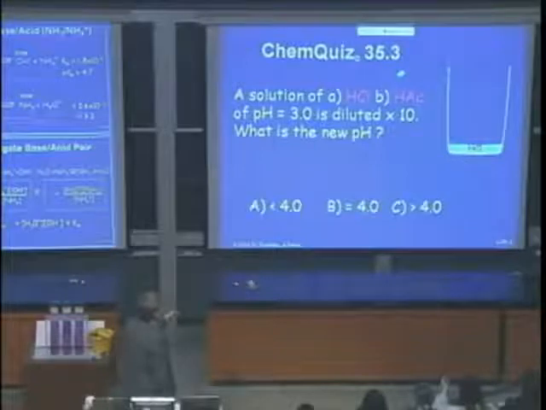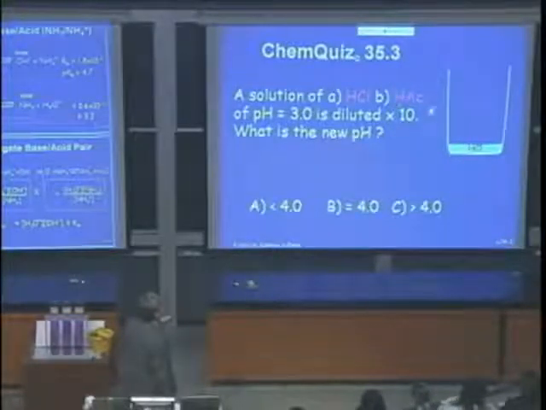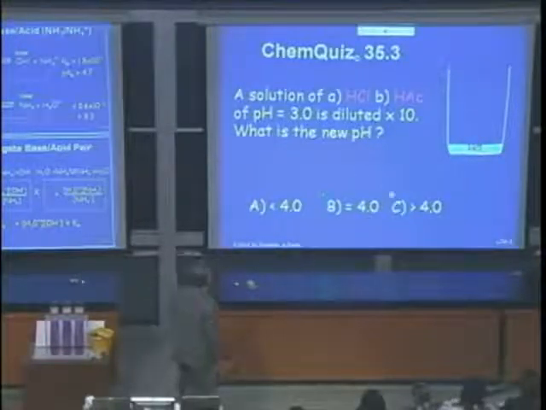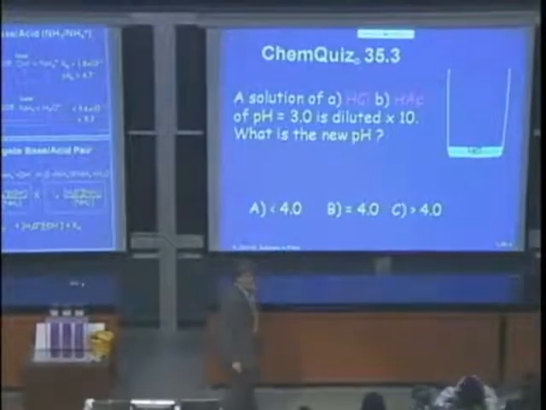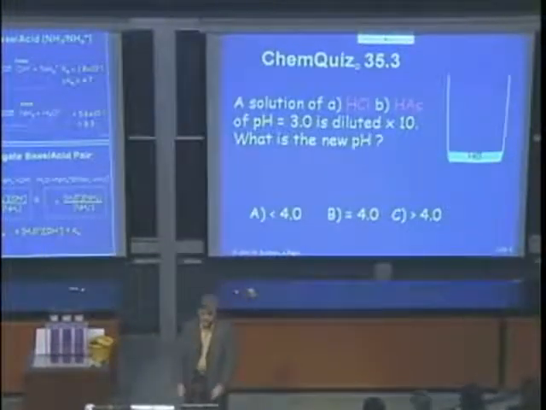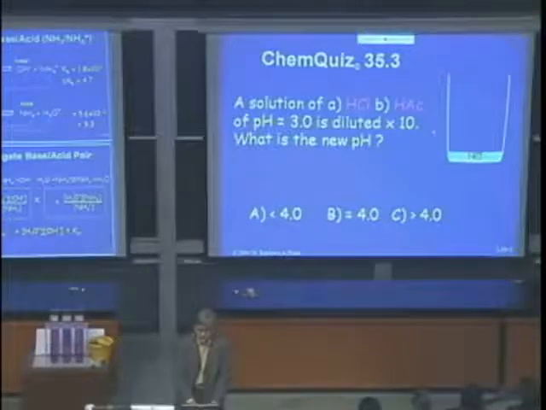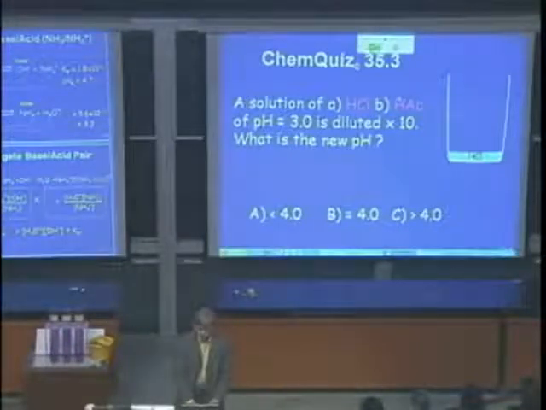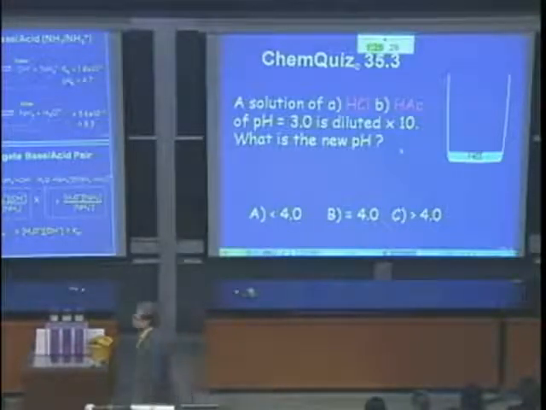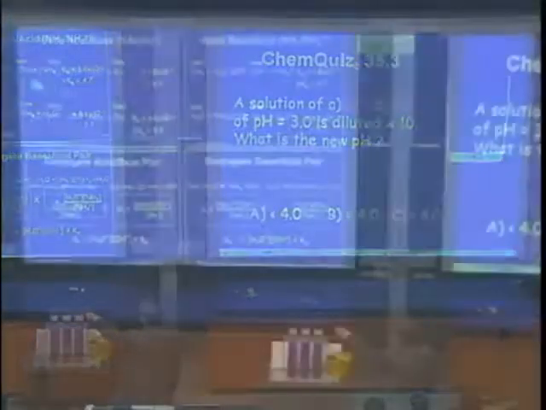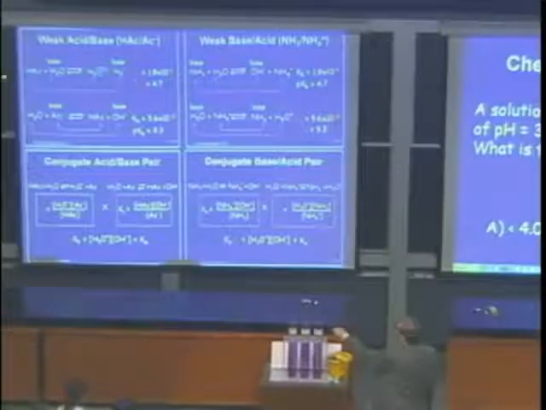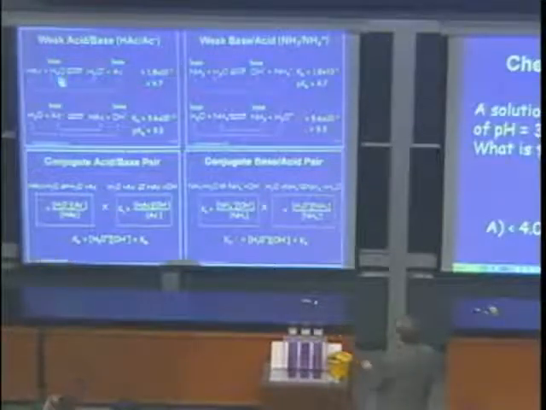Now let's take a weak acid and dilute this by a factor of 10. What is the new pH? Is it smaller than 4, equal to 4, or larger than 4? We are now at B. That's a weak acid. Why don't you think about this and give me your answer, please? So you need to look at this equilibrium here. What did you add?